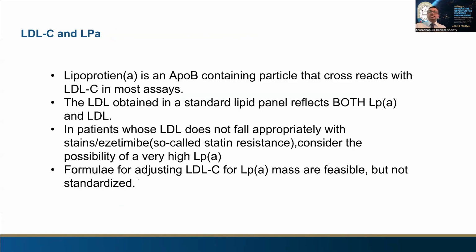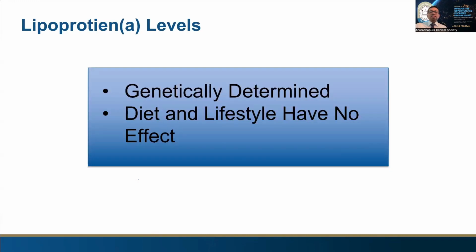LPA assessment is available, and if you have doubts, especially when you can't bring down your patient's LDL level with the highest dose of the available drugs, then you suspect this condition and check the LPA. It is costly now, around 9,000, but you don't need to do it repeatedly. If you do it once, you can diagnose it. Once you diagnose it, what do you do? It is genetically determined; diet and lifestyle have no effect on LPA. So if you run 10 kilometers, there's no excuse. You have to treat.